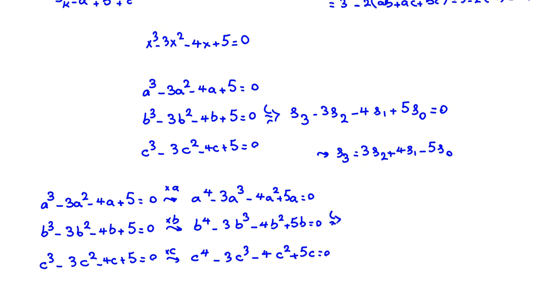Then if we add these equations, again, a^4 + b^4 + c^4 is S4 by definition of Sk. This one is negative 3S3, this one is negative 4S2, and this one is plus 5S1. If we take these things to the right-hand side, here it will be S4 equal to 3S3 plus 4S2 minus 5S1.